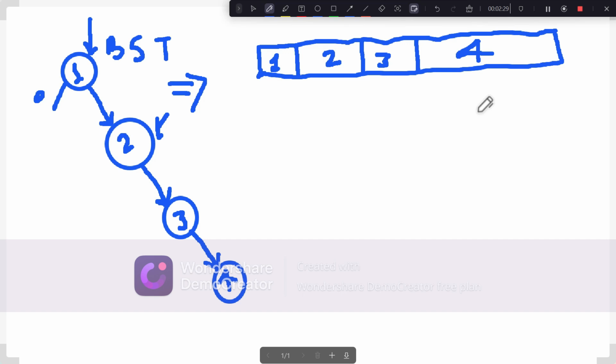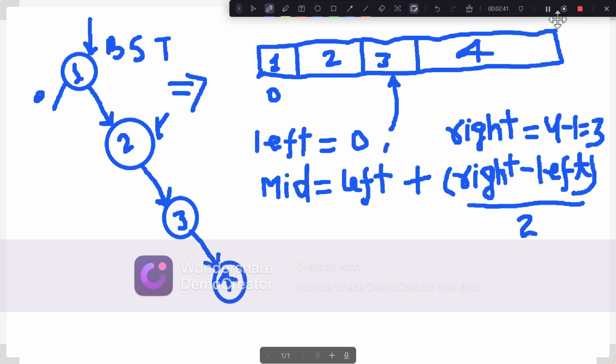Now what we will do is always get the middle point of this. Let's say this is our 0, and what is the size of it? 4, right? So 4 minus 1. We can have two variables, left and right. So we pick left equal to 0 and right equal to the size of this array list minus 1. So this would be 4 minus 1 equal to 3. This would be our range. Then we will calculate the midpoint of it. So mid equals left plus right minus left by 2.